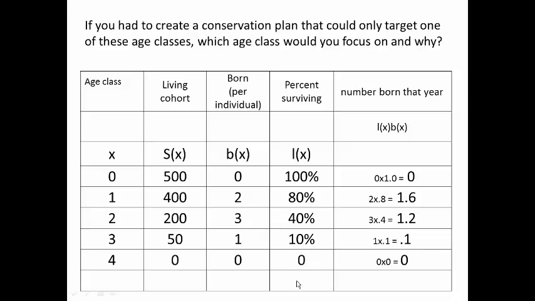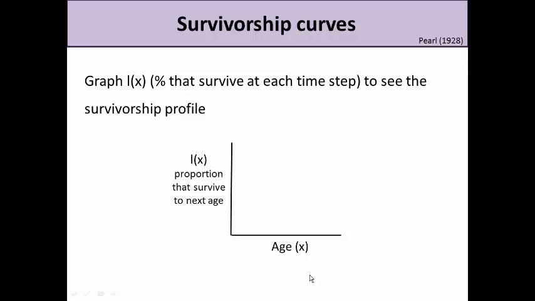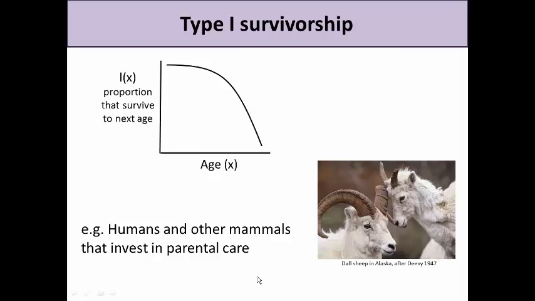So what we're going to do is graph this number right here, the L of X. So we're really just looking at the survivorship over time. So here we have the proportion that survived to each age, or L of X, by the age, or the age class. And what we find is that there's different kinds of survivorship curves.